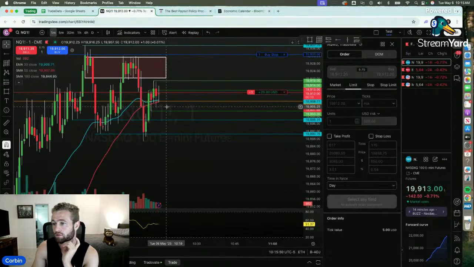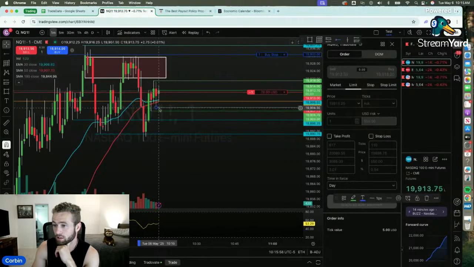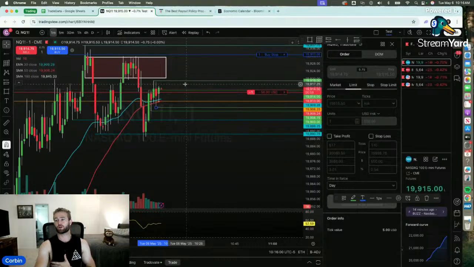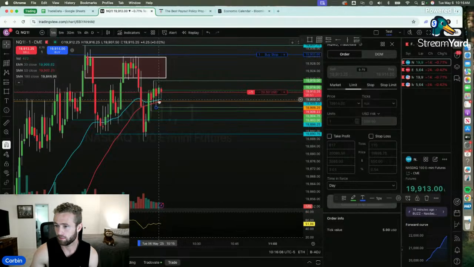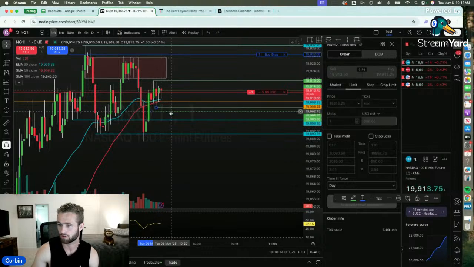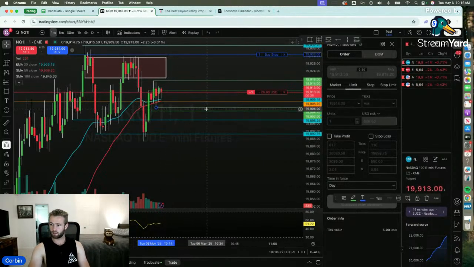That's a red, followed by a green. That makes another low. So that's a low. That's a high. That's a low. We got a break of structure to the upside. We don't like that. Right? We need a red candle close below these two levels in order to get a change of trend back to the downside.